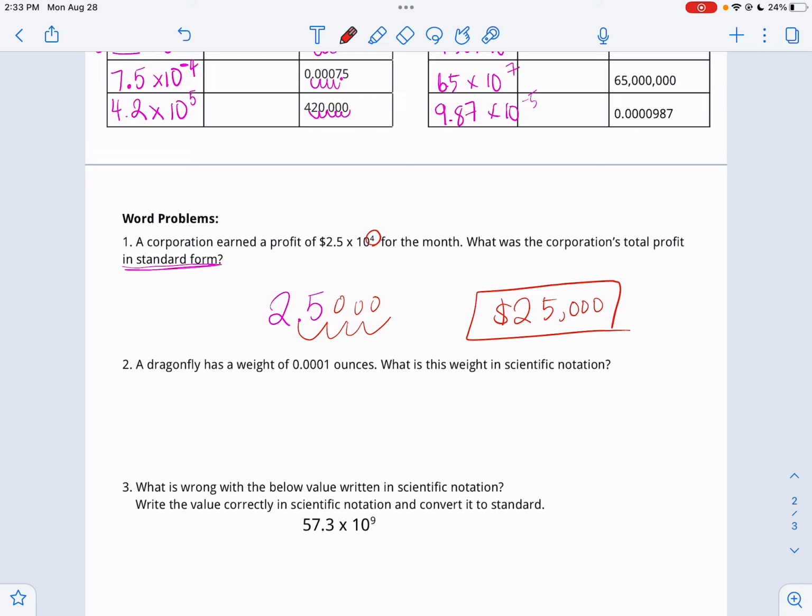Okay, what is 0.0001 ounces in scientific notation? Okay, so number 2, a dragonfly has a weight of 0.0001 ounces. What is the weight in scientific notation? Okay, and to move the decimal 1, 2, 3, 4 times. So I have a number that is greater than 1. If it's equal to 1, that is okay. Times 10, I have to move my decimal 4 times. But look at my standard form. This number is less than 1, so my exponent should be negative.